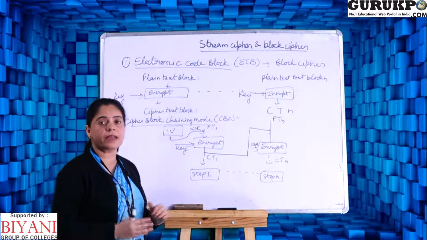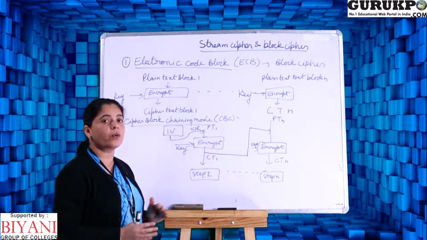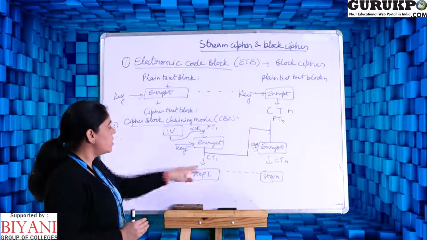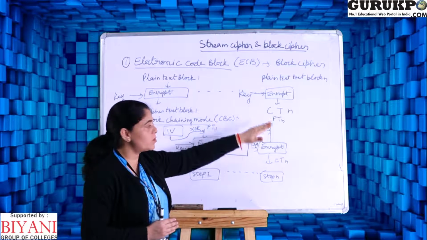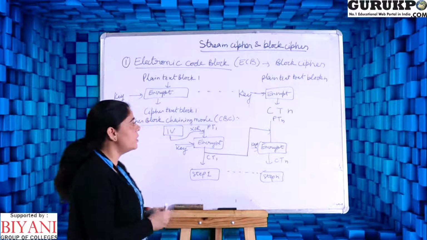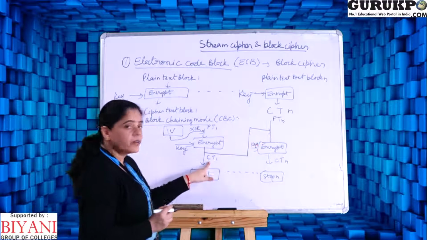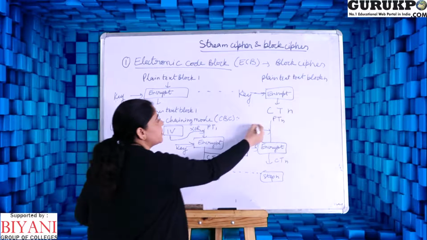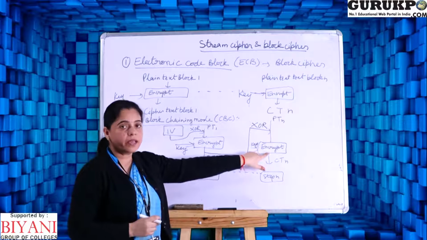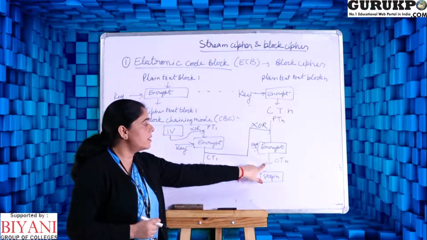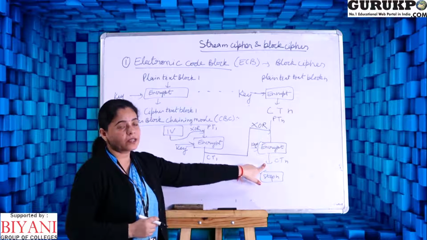Suppose there are n steps, meaning 1 to 64 or 0 to 63. So this output will be the input for the second step. In the second step, again we take the plain text, and the result of the first step will be XORed, and the XORed result will be encrypted with the same key, and the cipher text will be generated.